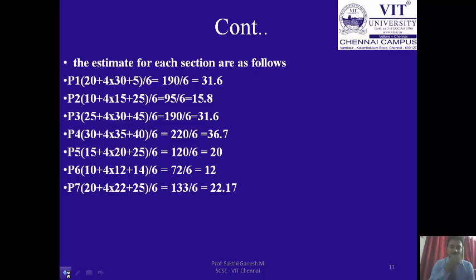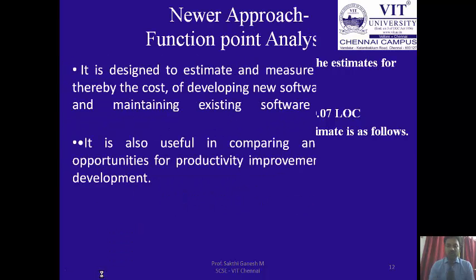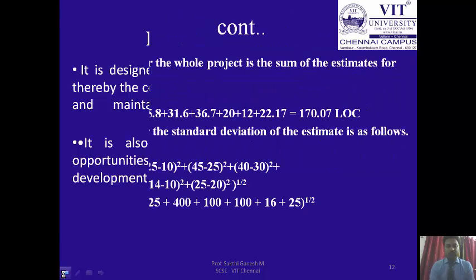So we'll divide all the components into so many sub pieces like part 1, part 2, part 3, part 4, part 5, part 6, part 7, and based upon this we'll be submitting some values by calculating the standard deviation of it. So the estimate for the whole project is the sum of the estimates for each section. So the whole we'll calculate it, and the whole project is 170.07 LOC. So this is how the older approach works by calculating the lines of code.